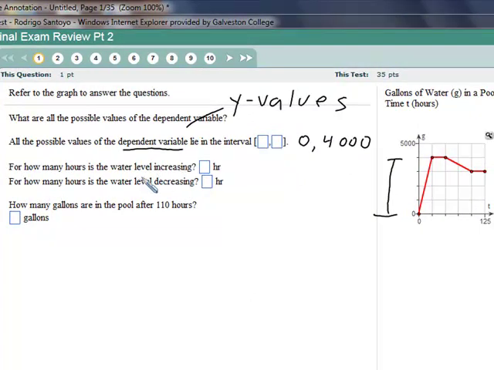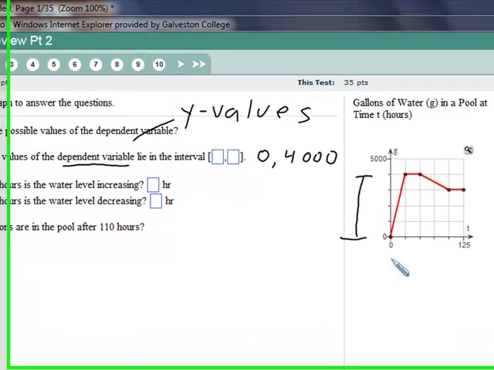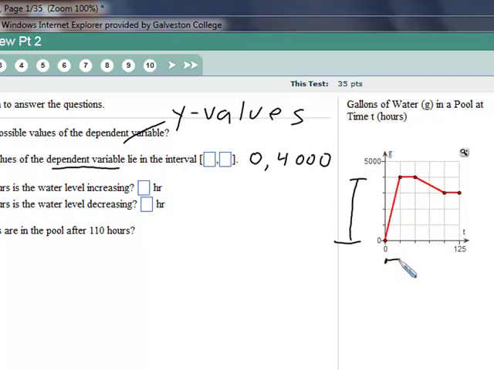Next part is asking us when is the water level increasing, or otherwise when do you have a positive slope. We see from this interval to this very first one, it's increasing, when we have a positive slope. So that's going to be our increasing time. Each one of these looks like 25, 50, 75, 100, 125. So it's 25 hours.